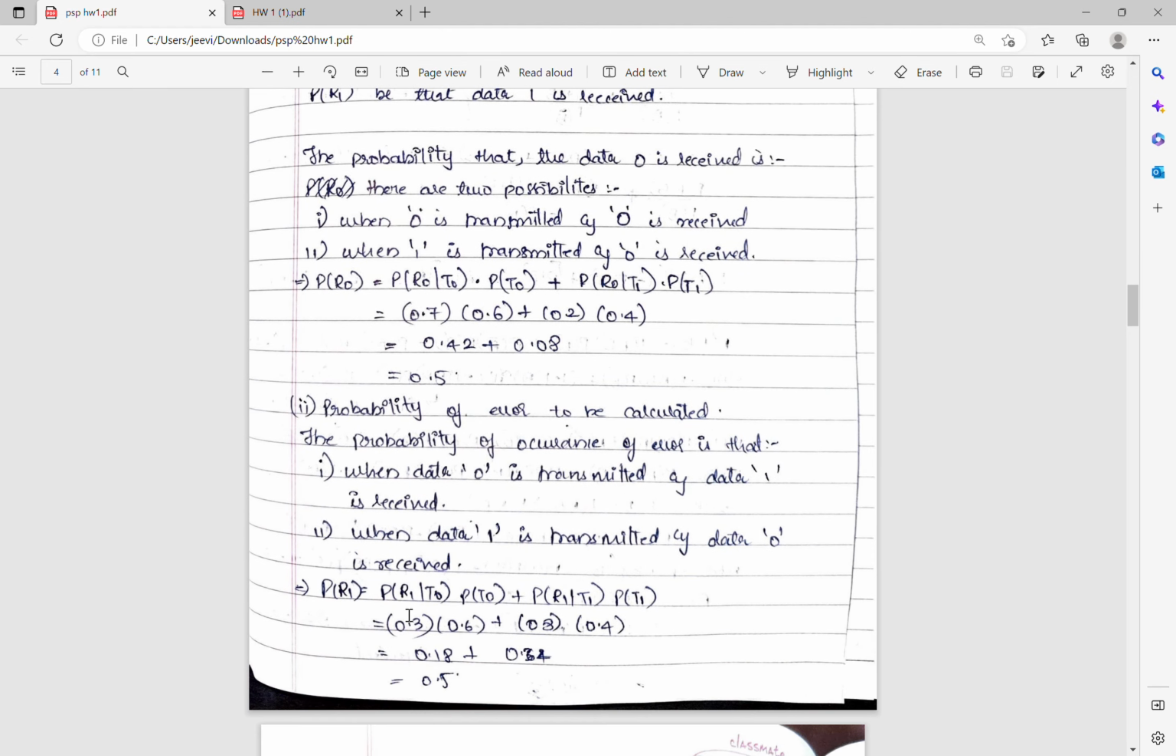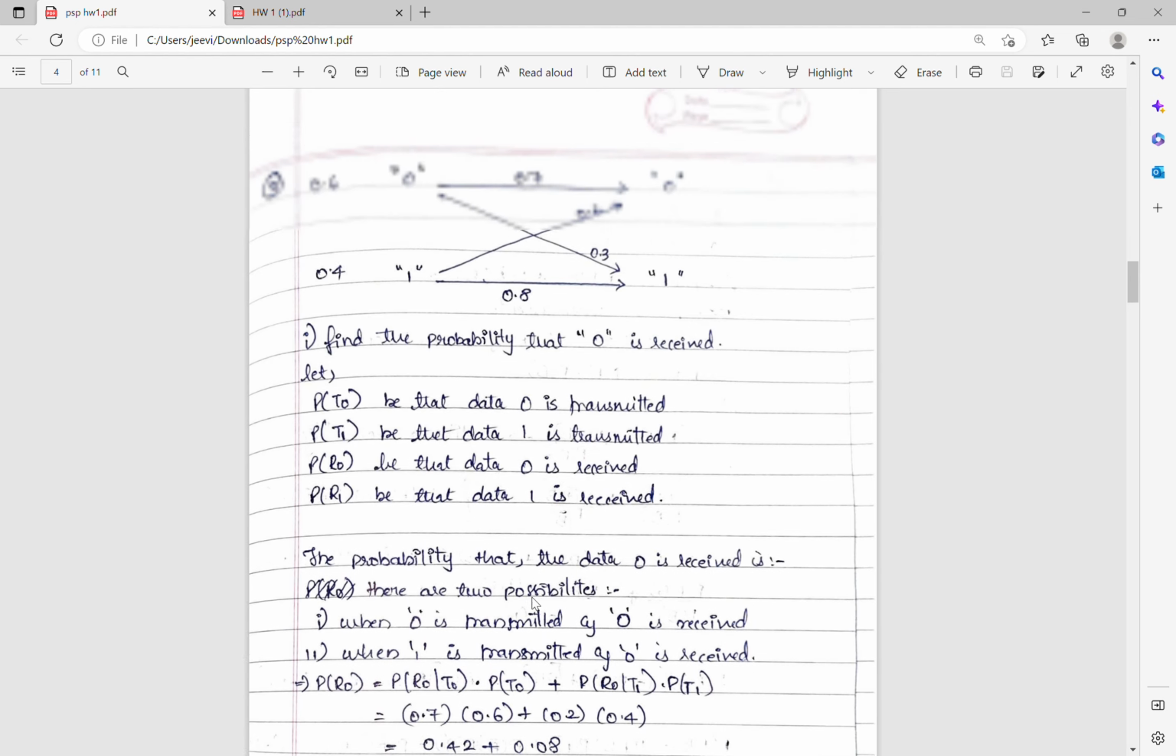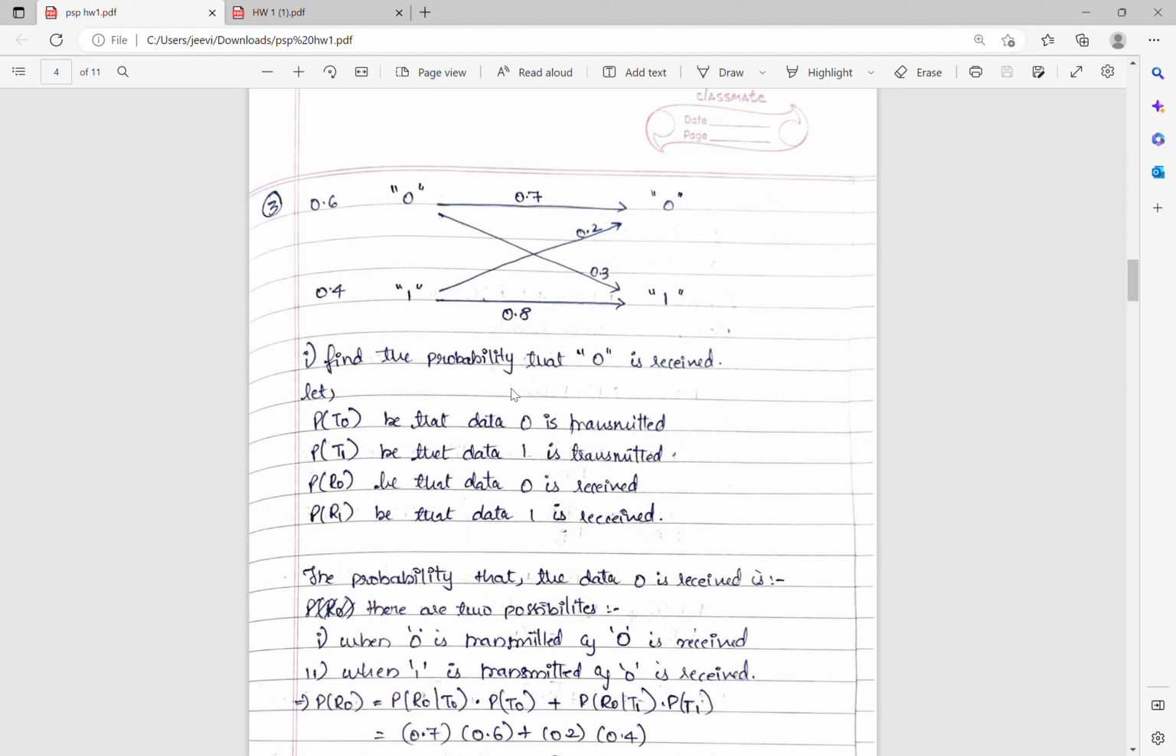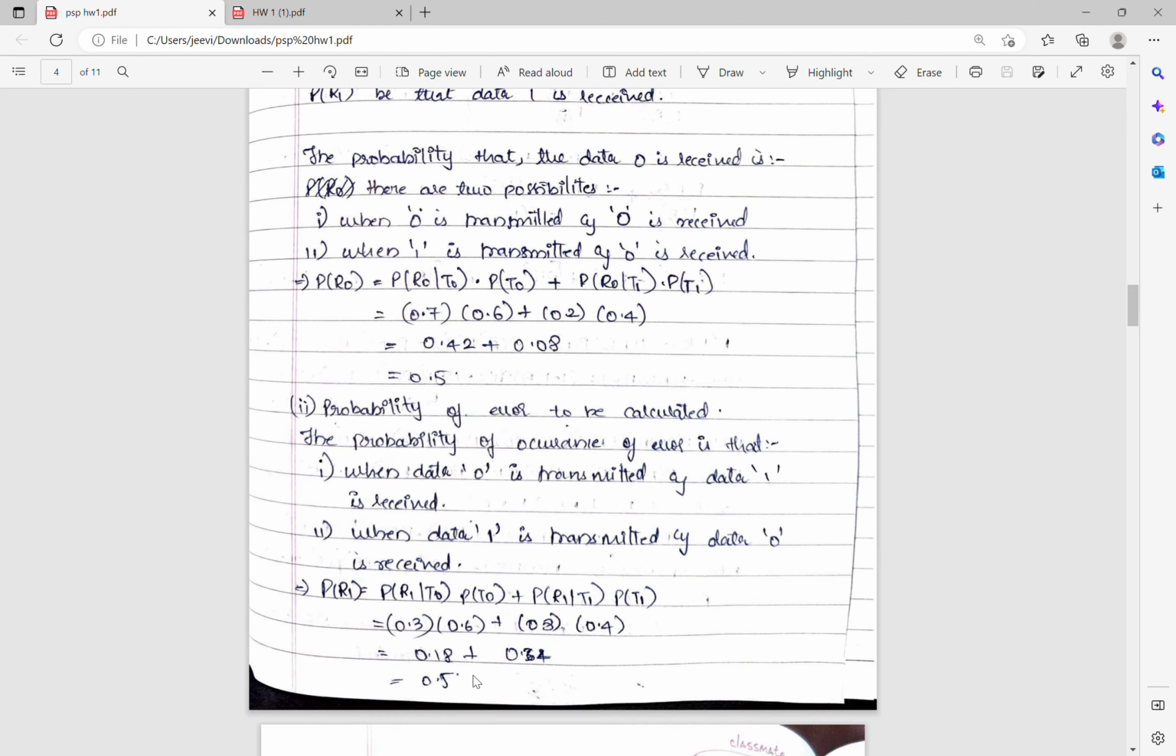That is, the probability of receiving R1 when you transmit 0 multiplied by the probability that you transmit a data signal 0, plus the probability of receiving 0 when you transmit 1 multiplied by the probability that you transmit data signal 1. Again, when you substitute these values, 0.2 into 0.4 and 0.3 into 0.6, you get a value of 0.5.